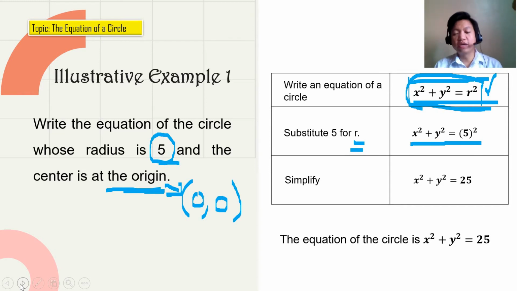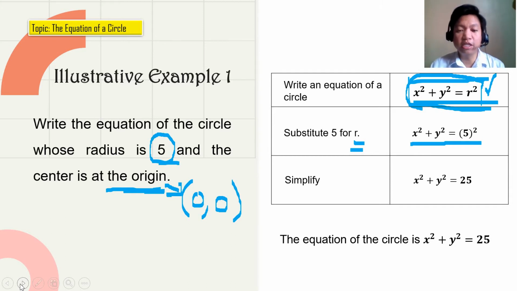Ayun, tapos na. So, ganun lang siya kasimple. Kasi hinahanap lang naman is the equation of the circle. Sinundan lang natin yung ating pattern na x squared plus y squared is equal to r squared. Now, baka magtanong, sir, ano nangyari doon sa origin? Nasaan siya? Ito kasing origin natin na hindi na natin nagamit. It's because ang coordinates niya ay 0, 0. So, again, sa operations, especially sa addition subtraction, walang effect sa result natin yung mga zeros na ilalagay.